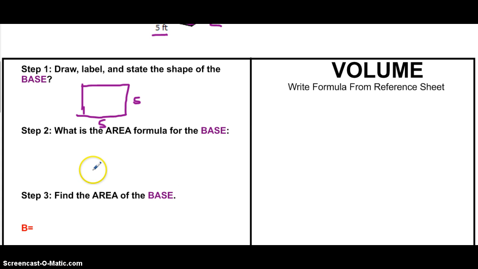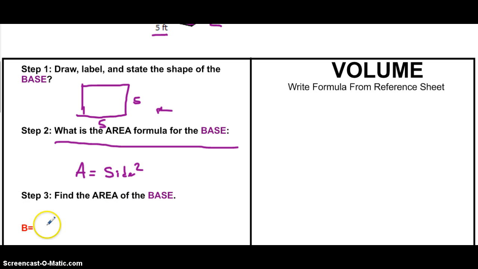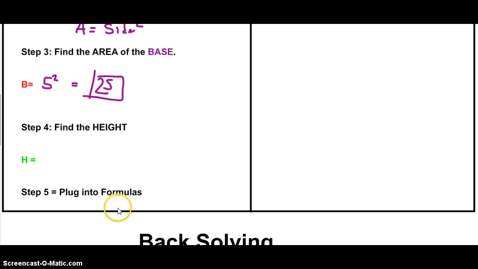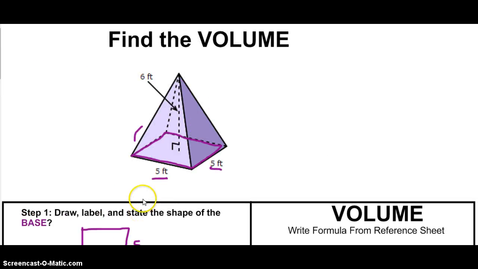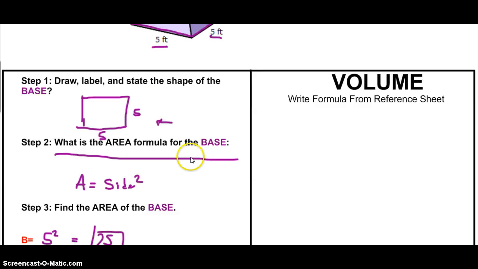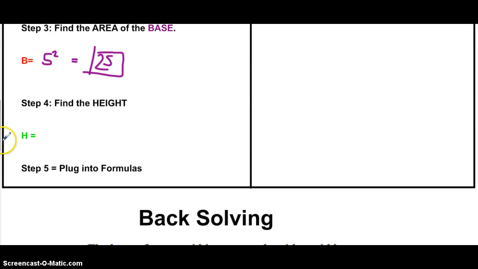To find the area of a square, we're trying to find the area of our base. This is our base right here. The area is just the side squared, okay? And in this case, that means we would just have 5 squared, which is equal to 25. So our B is equal to 25. Our base area is 25. Next step, to find the height. The height is just given to us as 6, okay? So no real math there to do. We just plug it in as 6.